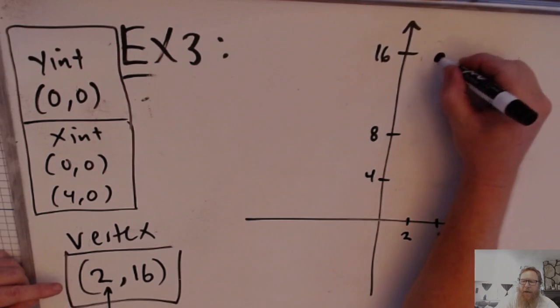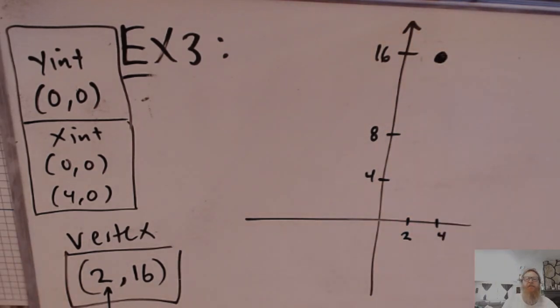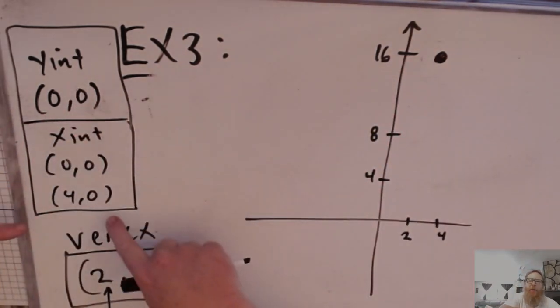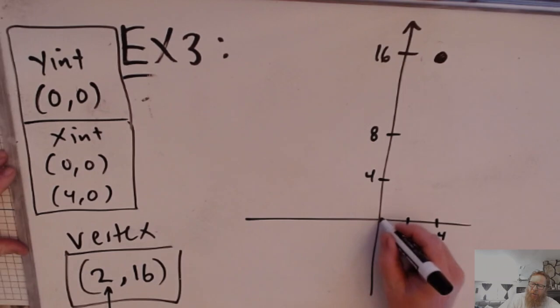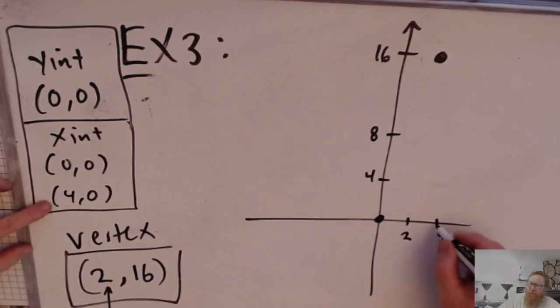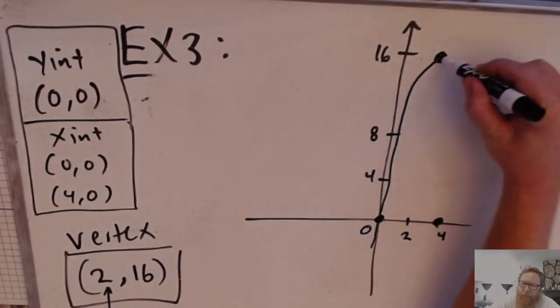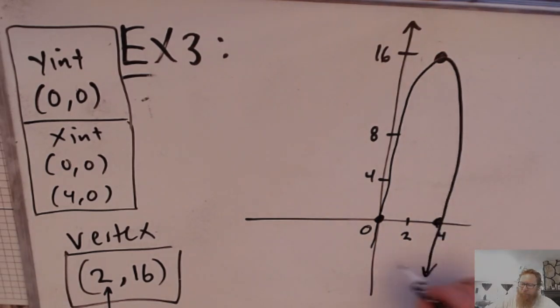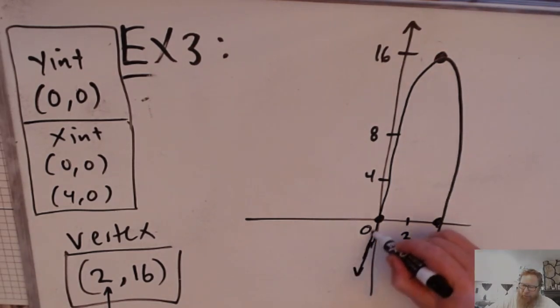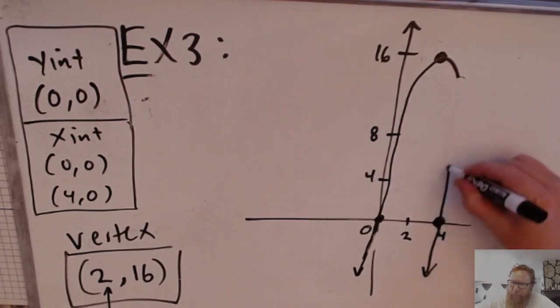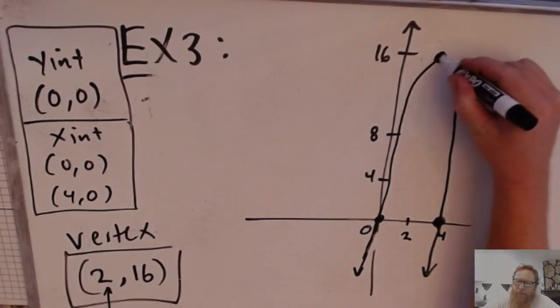Make sure you plot that point first. That's your vertex. Once you've plotted that point, then you can just pick one of these points to finish the graph. I'm going to plot them all. So you've got 0, 0, and you've got 4, 0. And there's your parabola. That was awful. Let me try that again. That's a little better.